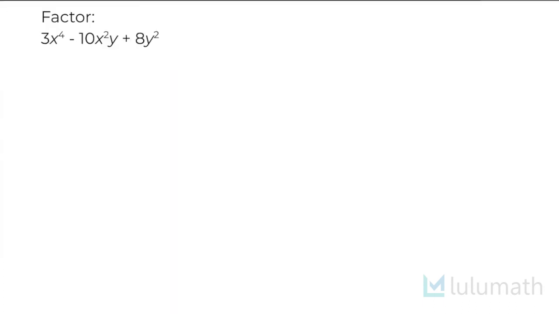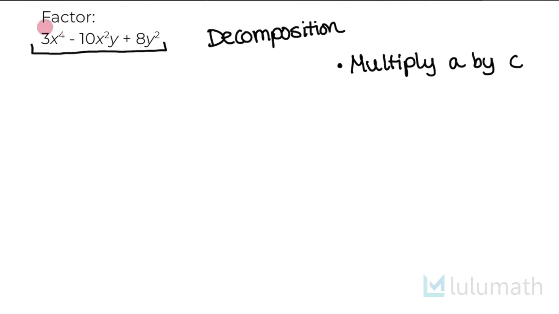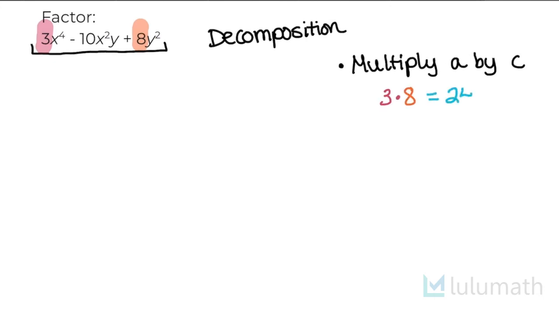Okay, in our last example, we're asked to factor 3x to the power of 4 minus 10x squared y plus 8y squared, and I'm going to use the method of decomposition. So remember, the first thing that we want to do is multiply a by c. Now remember, our a value is 3 and our c value is 8. So I'm going to multiply 3 by 8, and I end up getting 24.